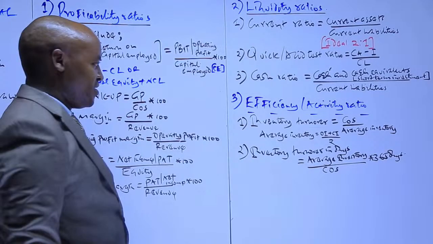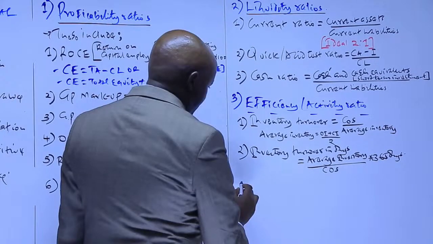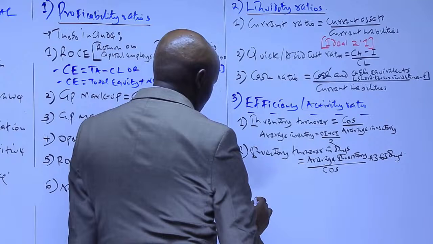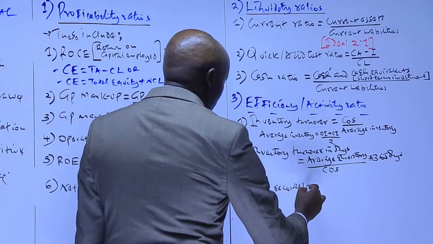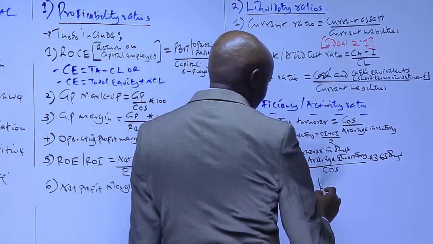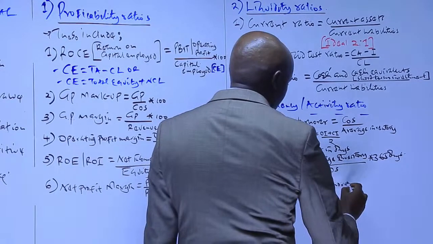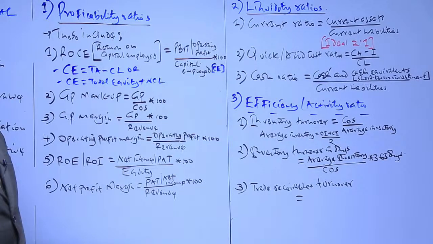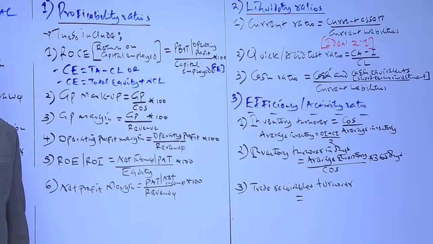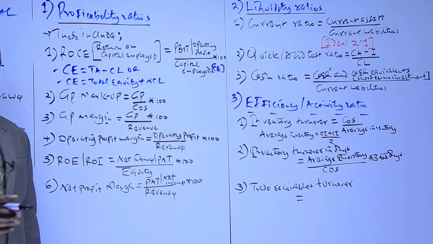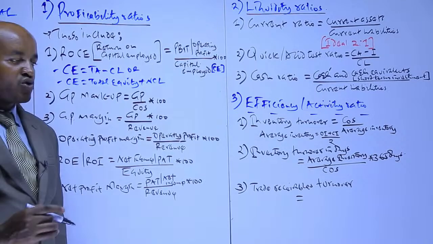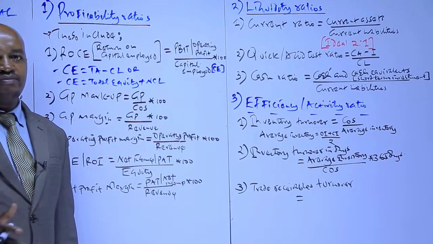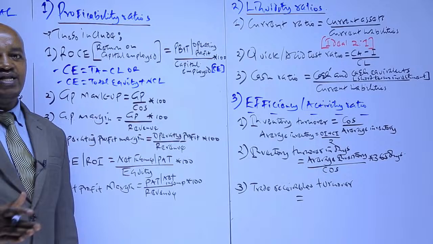So the other efficiency or activity ratio, number 3, is the trade receivables turnover. And on the other hand, this is a ratio computed to basically determine the frequency of debtors paying their debts, or in other terms, on average the number of times the debtors paid their debt. The higher the number of times, the better.